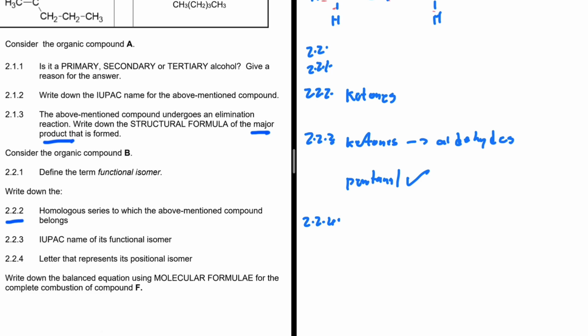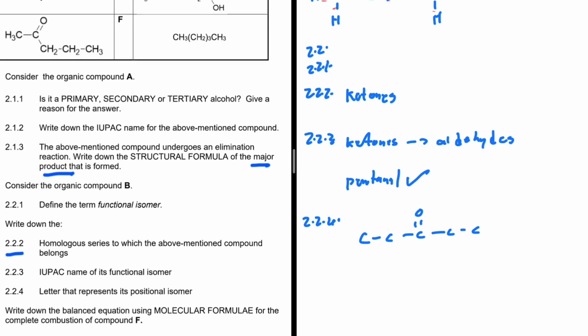What about 2.2.4? Letter that represents its positional isomer. So we are dealing with pentan-3-one, right? So the positional isomer is pentan-2-one. It has only one positional isomer, right? Because we have 1, 2, 3, 4, 5, with the double bond oxygen. If you put this oxygen here, it is pentan-2-one. Same is true when you put it here, you'll still have pentan-2-one, because we have to start numbering from the side closest to the functional group.